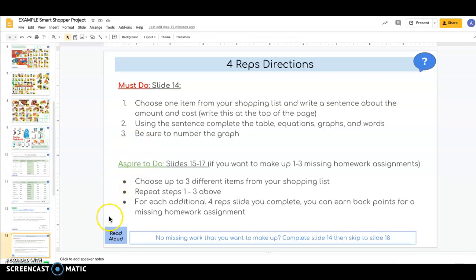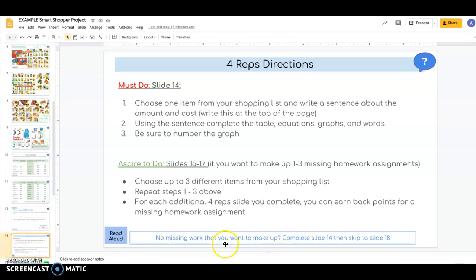So again, if you have any missing work that you want to make up and earn points back for, instead of completing that edge elastic or completing the missing notes, you can complete up to 3 extra 4 reps for this project to make up for those missing assignments. So for each additional 4 rep slide that you complete, you'll earn back points for that missing assignment.